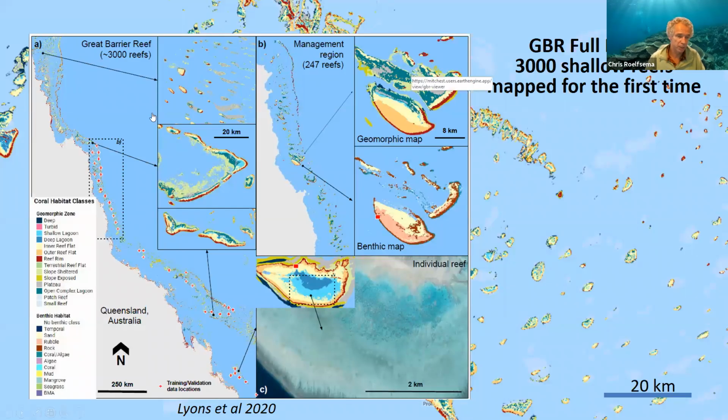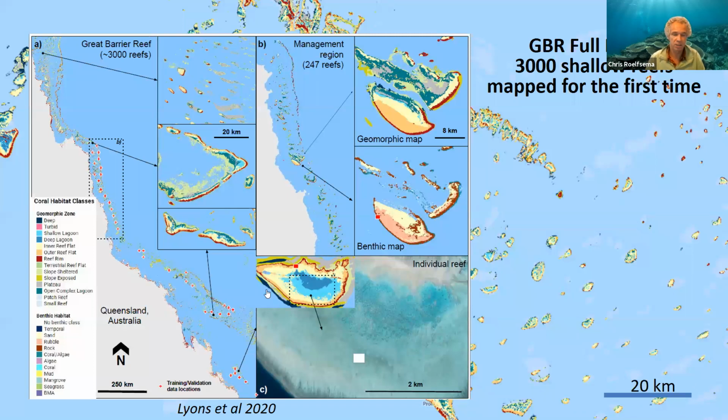And as a result, we actually can now look at maps of the whole Great Barrier Reef, at least at geomorphic level. And I'll see if this works. Let's see. No, it's not working. So I will do that later.